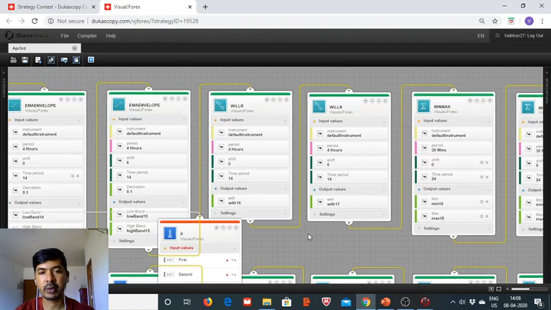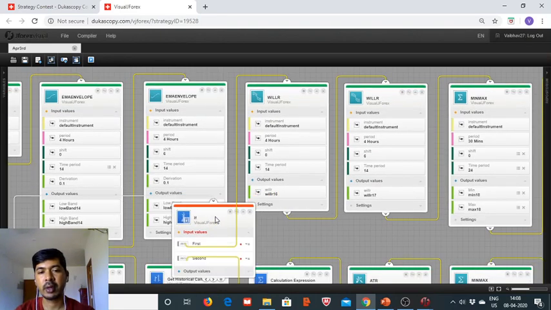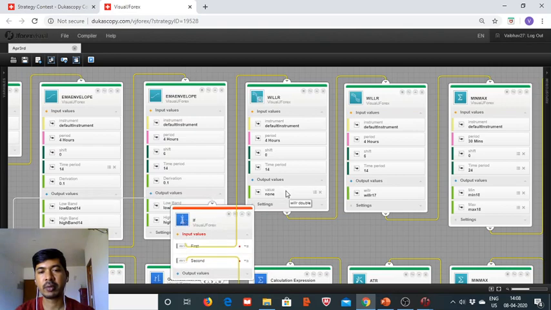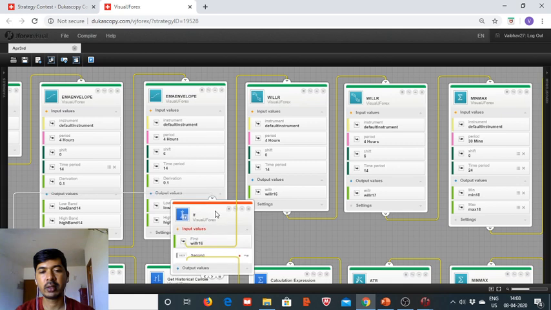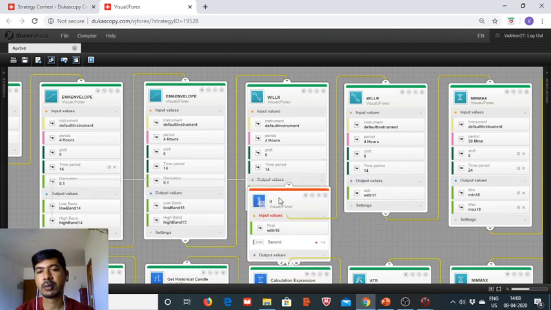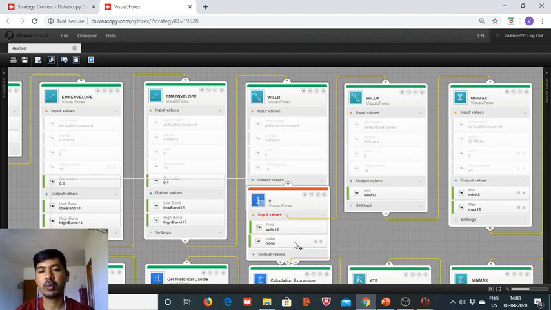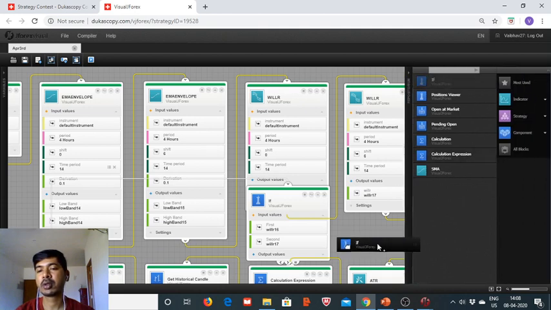Now we shift our attention to the Williams R. The current Williams R value should be less than the prior Williams R value. Again we need to take a couple of if blocks.